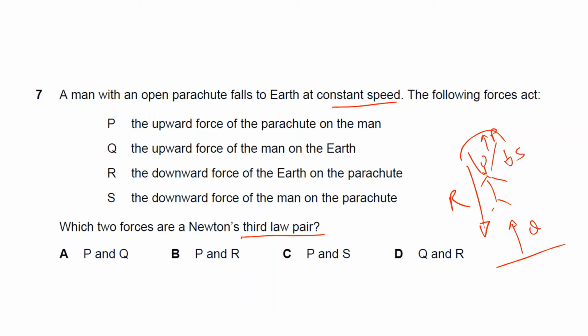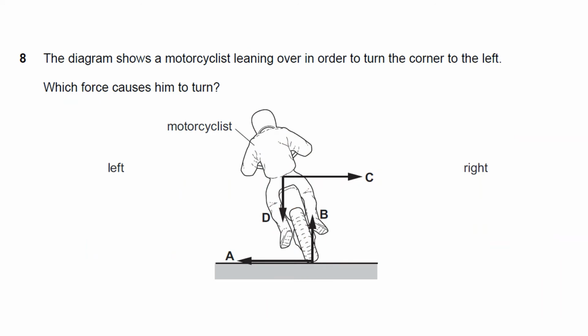Now remember, in a Newton's third law pair there are always two bodies which are acting on one another. If you look over here, in P, the parachute is acting on the man. In S, the man is acting on the parachute. They are opposite in direction. So that tells us that P and S are going to be obeying Newton's third law. Question number 8. The diagram shows a motorcyclist leaning over in order to turn the corner to the left. Which force causes him to turn?